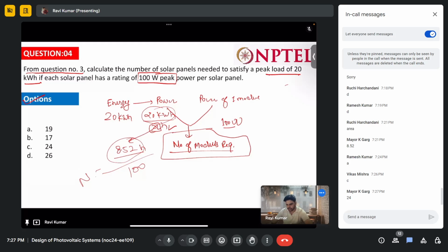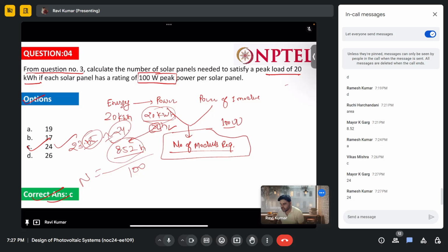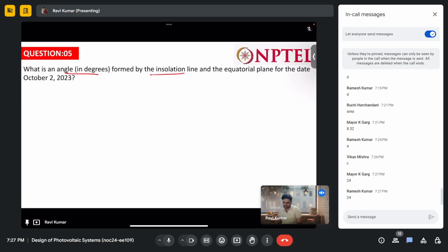Mayur said 24. Yes, 24 is the right answer. It will come around 23.85 something, but you should have 24. Yes, 24 is the right answer here. Next question says, what is the angle in degree formed by insolation line and equatorial plane? So which angle are they talking about? Ramesh also right, 24.